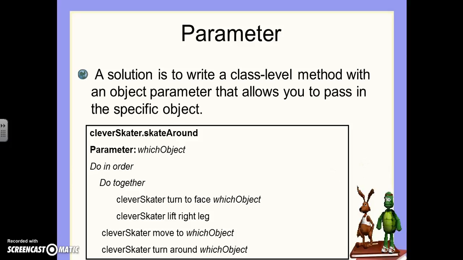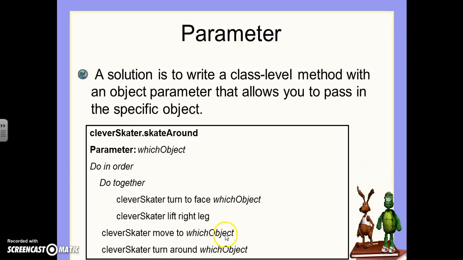So let's say, for example, we're going to write this method, Clever Skater, skate around. We are going to have a which object parameter in it. So once we write this method, we can use the parameter which object. Then when we import that particular object into the world, we can drag into the parameter the object that we want the Clever Skater to turn and face. That way it doesn't matter what object is in the world, we can apply it to anything.